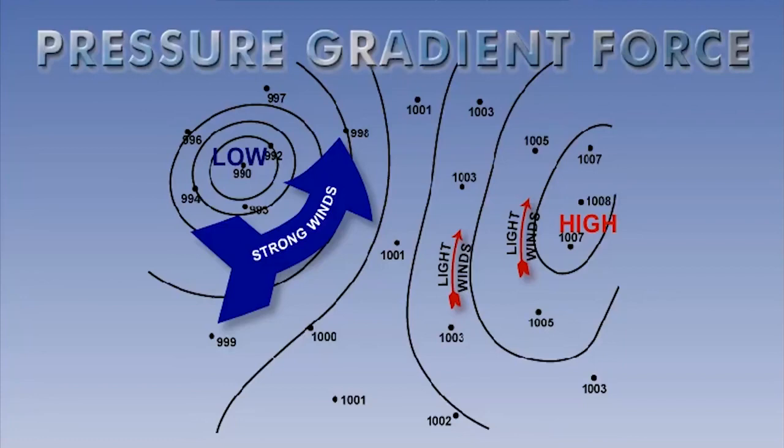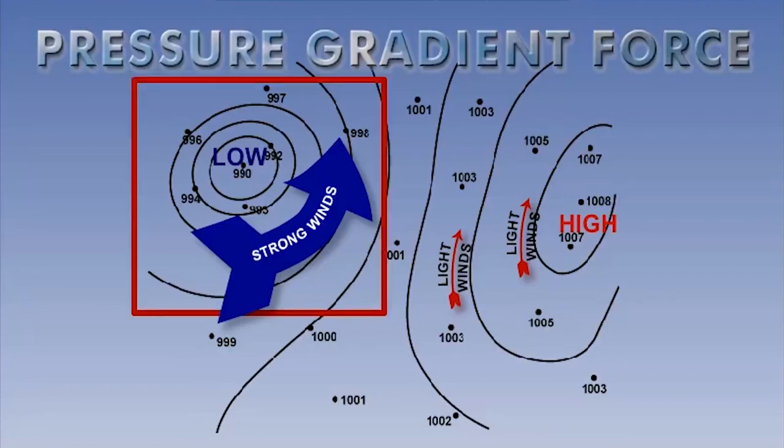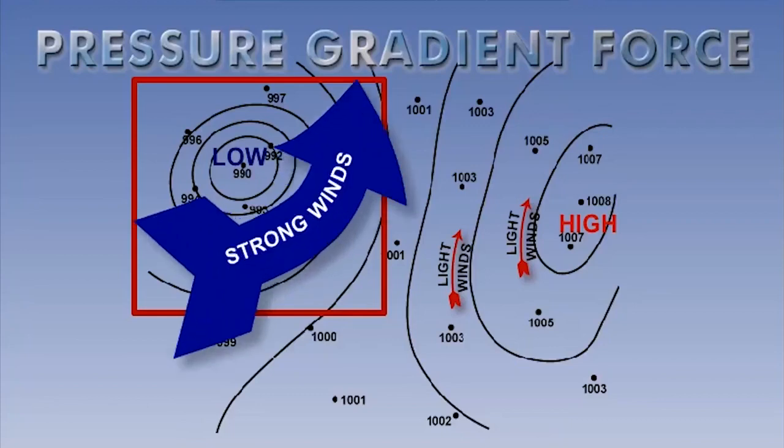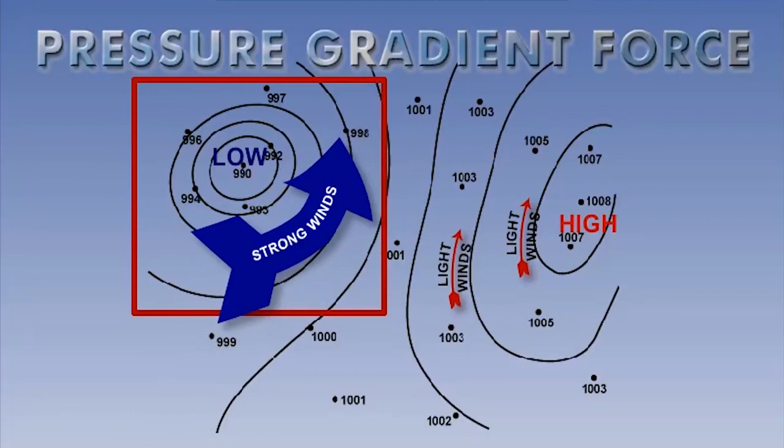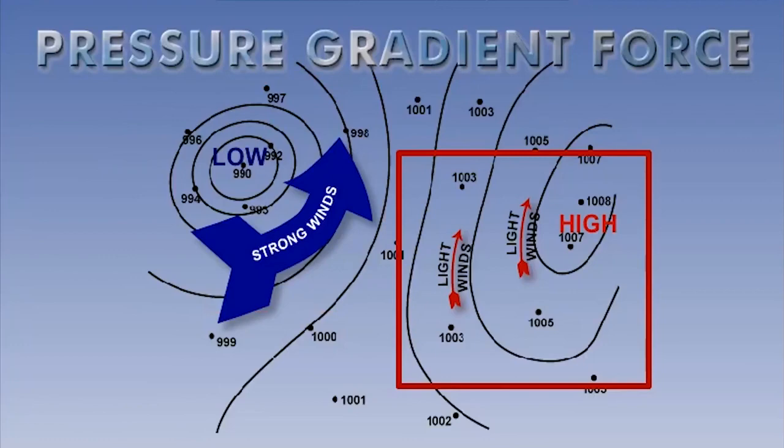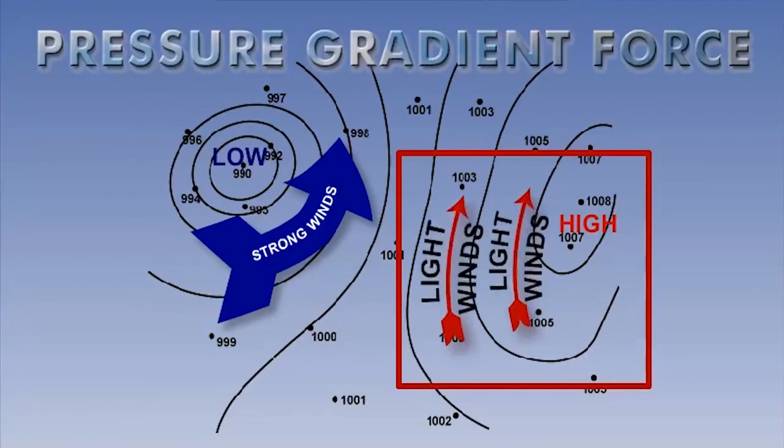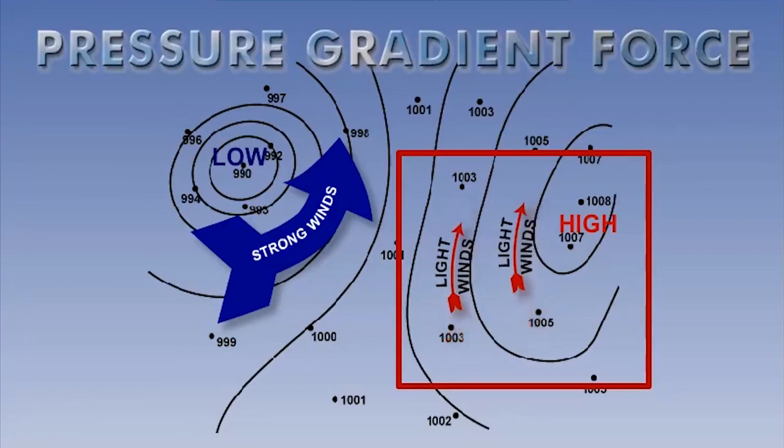In summary then, closely spaced isobars show large pressure gradient forces and therefore strong winds. This is typical in most low-pressure systems. Widely spaced isobars show weak pressure gradient forces and therefore light winds. This is typical in most high-pressure systems.